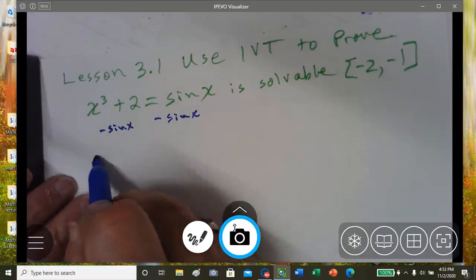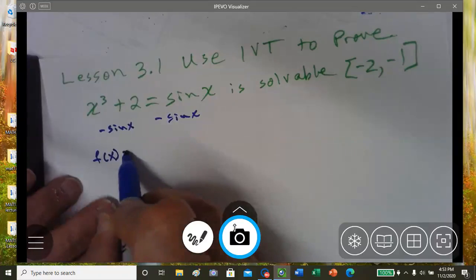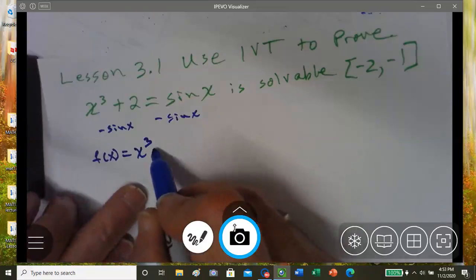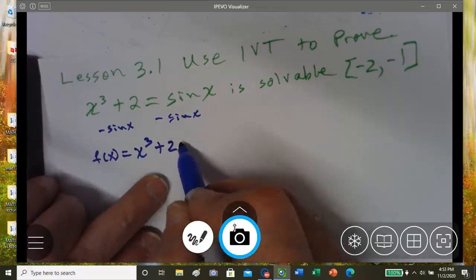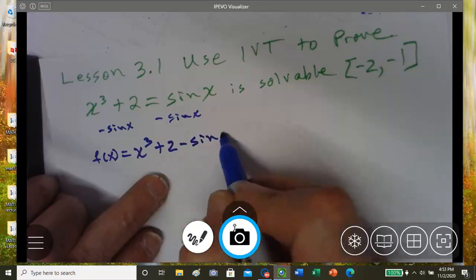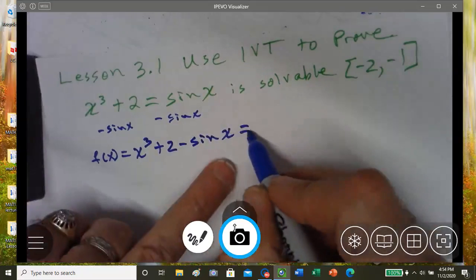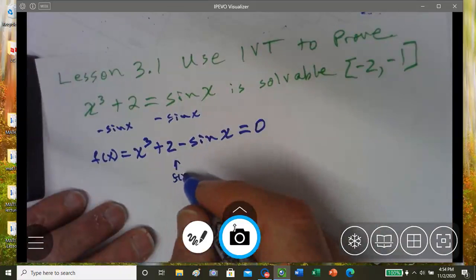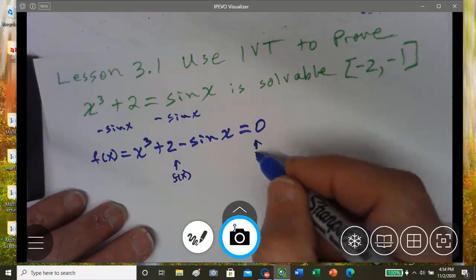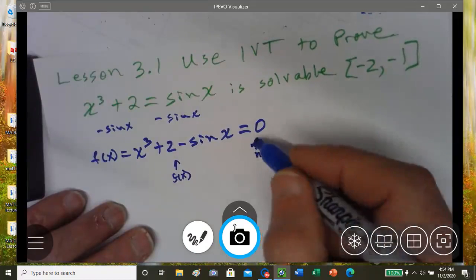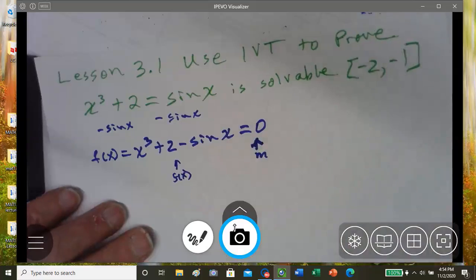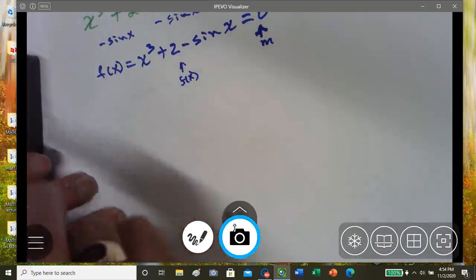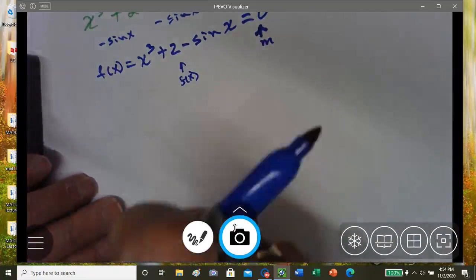So we've got here a function f of x equals x cubed plus 2 minus sine x equals 0. So this is our f of x, and this is our m. So now we have a constant for m. All right, so now we're ready to define our function.